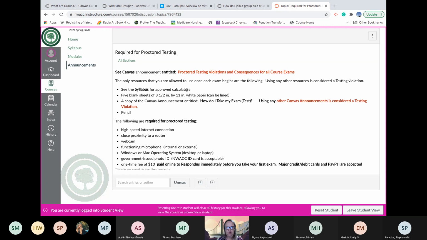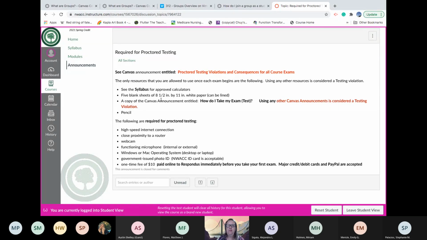So see the syllabus for approved calculators. I didn't require a graphing calculator for this course this semester because of COVID. So I wanted to keep the cost down to y'all. So please see the syllabus for approved calculators. If you happen to have a scientific calculator lying around, that's okay to use. So just be sure you check the syllabus, which is in Canvas. You can get to it right up here.